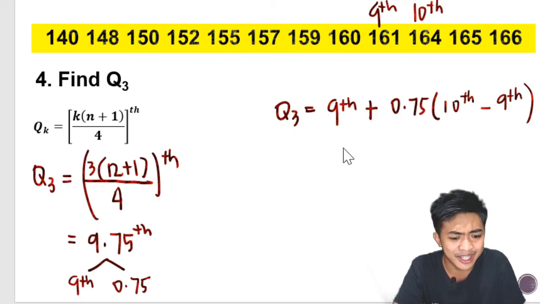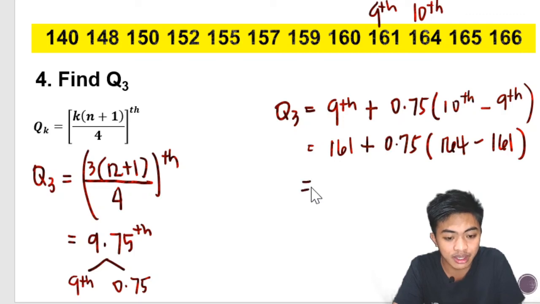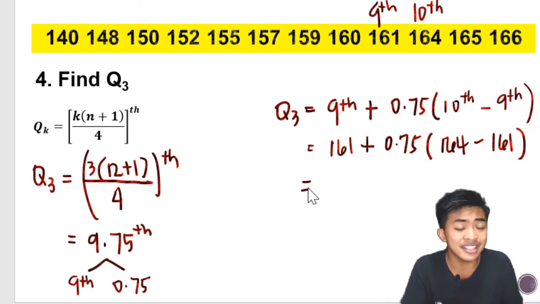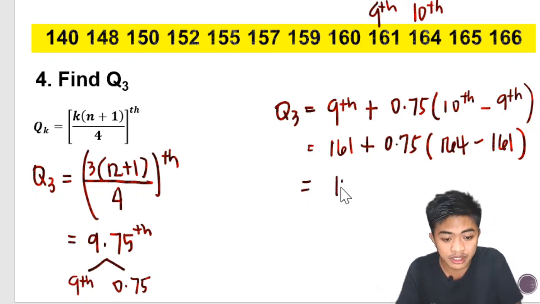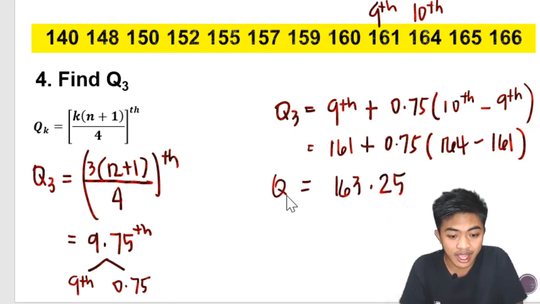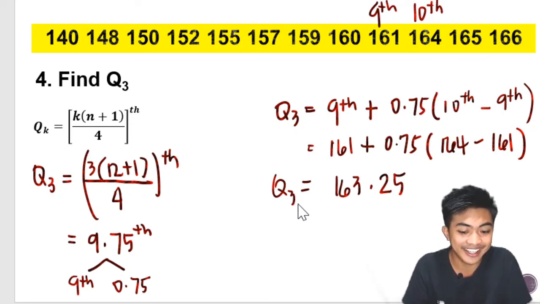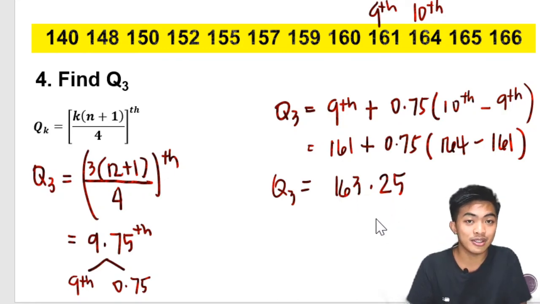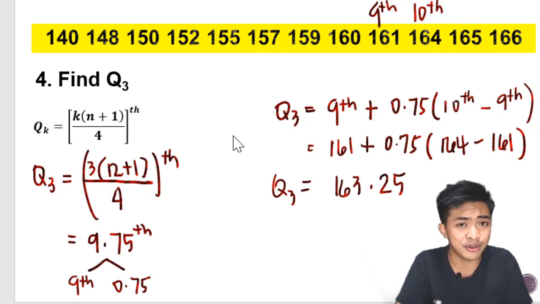So I hope you're following. Now we substitute whatever is this, okay? And we use the calculator. And yung final answer na natin dito is 163.25. That is the third quartile. Okay? The 9.75th number in the data set, or the third quartile, is 163.25. So if you're asked to solve for the first quartile, just replace 3 with 1.